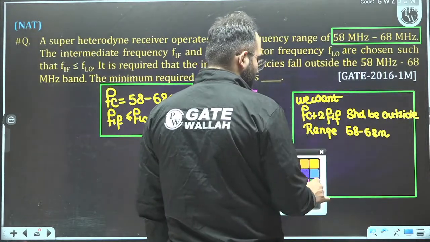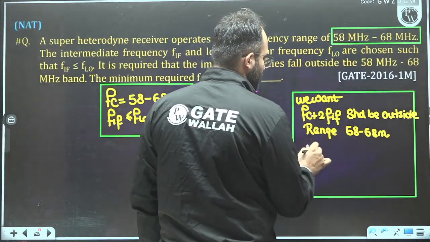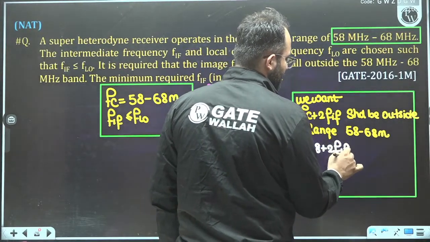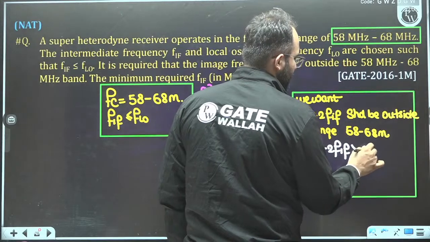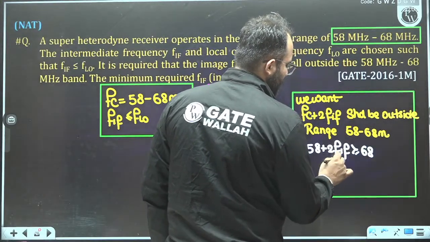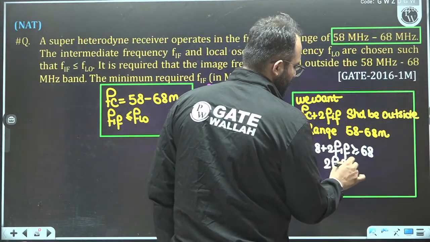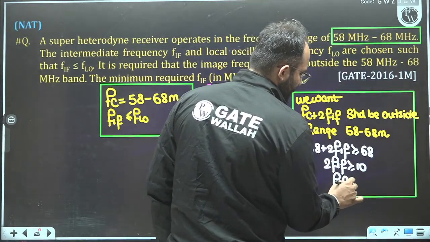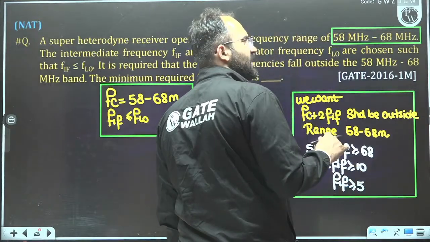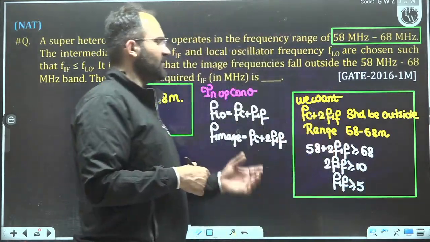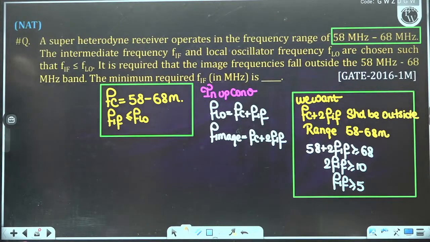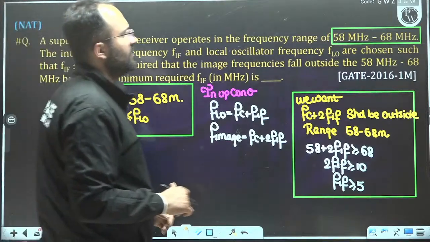So we can see that 58 plus 2 Fif should be greater than 68. 2 Fif should be greater than 10, so Fif should be greater than 5. We want that the image should be outside the range which is mentioned. So the minimum value of Fif is 5 megahertz. I hope all of you are able to do it.